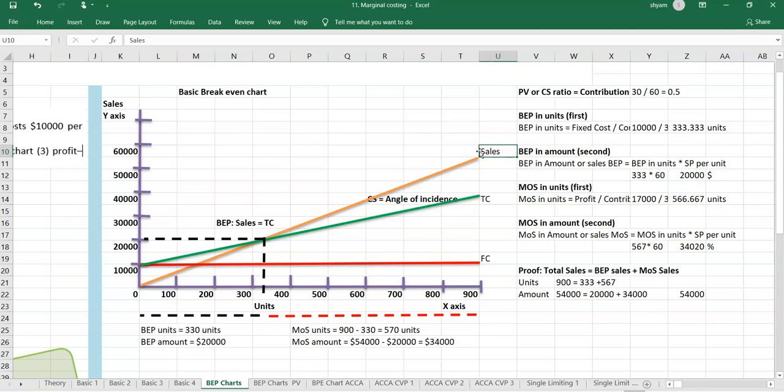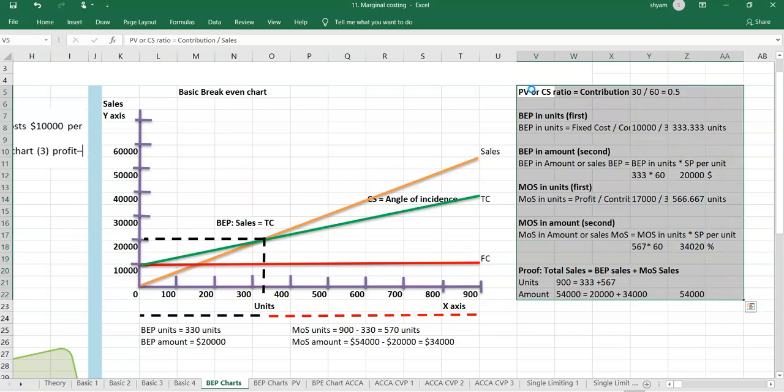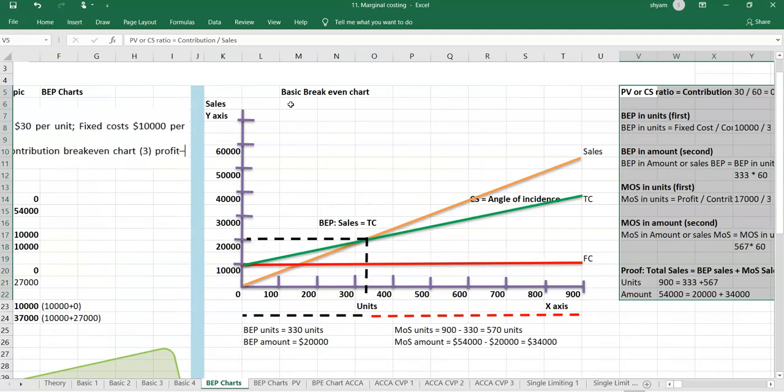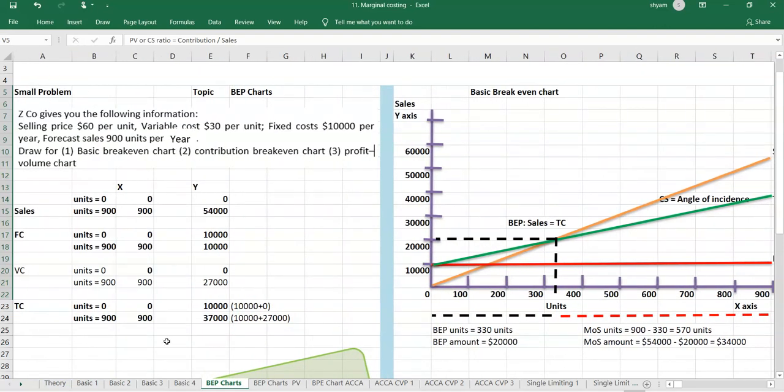Yes, that is the total line. So your formulas are actually derived from the chart only. That is why the chart and the formulas are very similar. So this is about the break-even chart, the basic break-even chart, and the contribution break-even chart. We'll discuss the other topics in the next upcoming video.